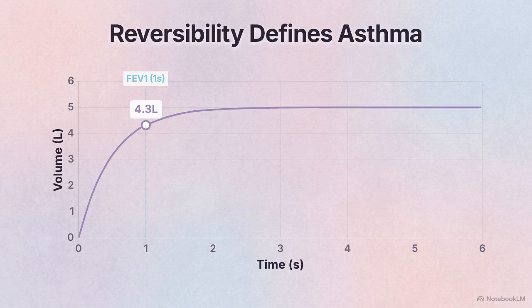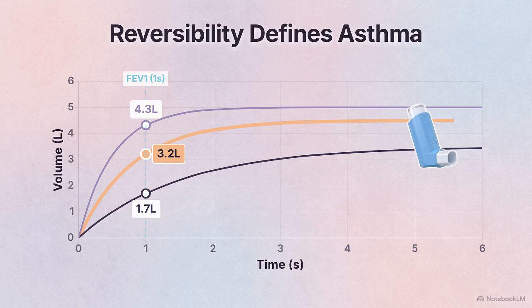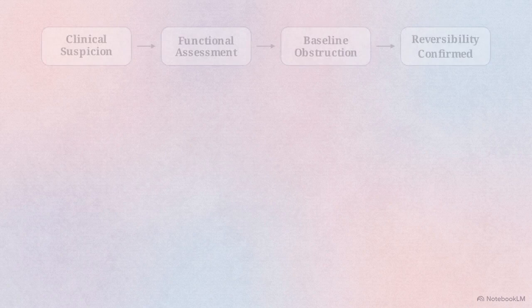During an attack, the forced expiratory volume in 1 second, or FEV1, drops dramatically. Because the patient cannot push air past the internal swelling, the ratio of FEV1 to total lung capacity decreases. But the core diagnostic requirement for asthma is reversibility. If we administer a bronchodilator, a true asthmatic airway will relax, and the FEV1 curve will elevate back toward the baseline. The diagnostic approach is linear.